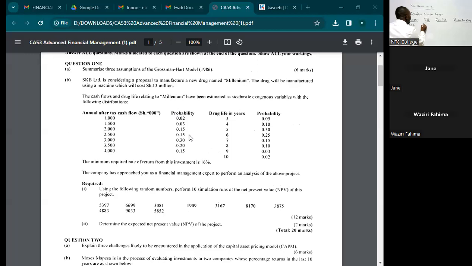So we have 0.02, 0.03, 0.15, 0.15 again, 0.30, 0.20, 0.15. They should add up to 1. Probability must always add up to 1. I repeat, it has to add up to 1.